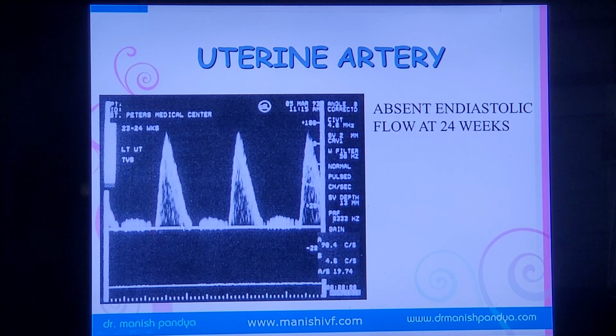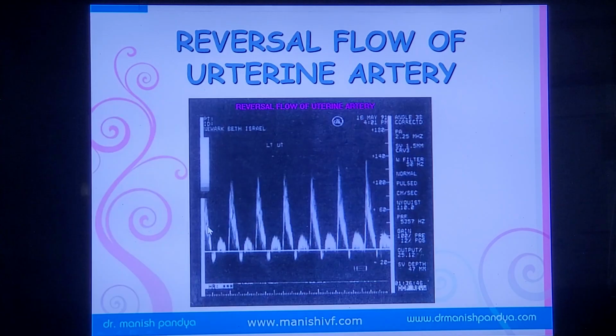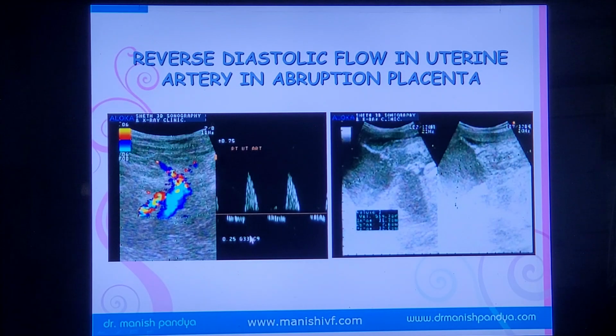What is this? Uterine artery, absent diastolic flow. Absent diastolic flow. This is reverse diastolic flow. Okay. So don't allow this uterine artery to go for reverse flow. And there is reverse flow in the uterine artery because of abruption of the placenta. You can see there is a reverse flow. The uterine artery is always a crossing artery.